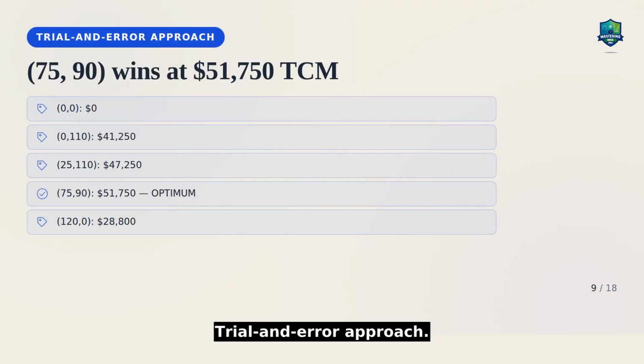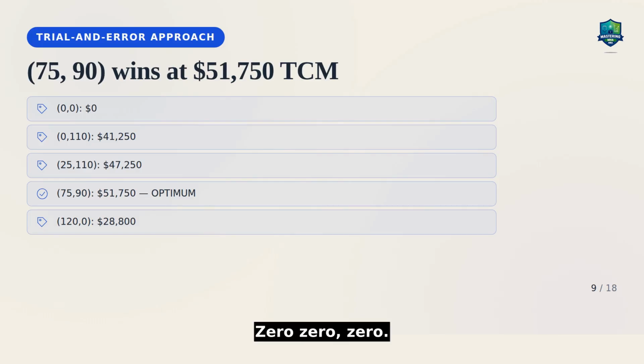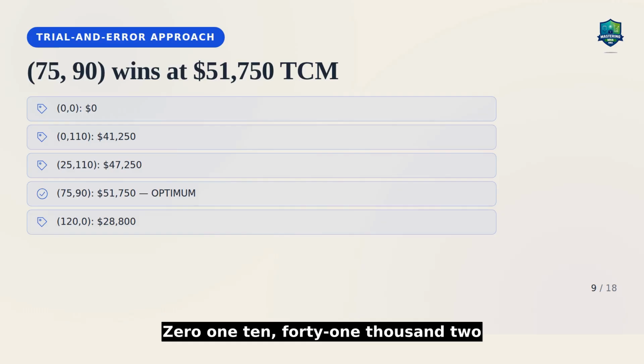Trial and error approach. Compute total contribution margin at each corner point. (0, 0): 0. (0, 110): 41,250. (25, 110): 47,250. (75, 90): 51,750. (120, 0): 28,800. The maximum is at the corner 75 snowmobile engines and 90 boat engines per day. 51,750 in contribution margin. That's the optimal mix.